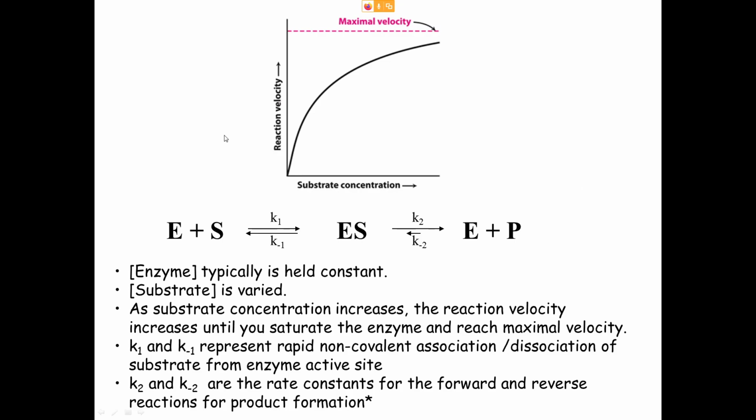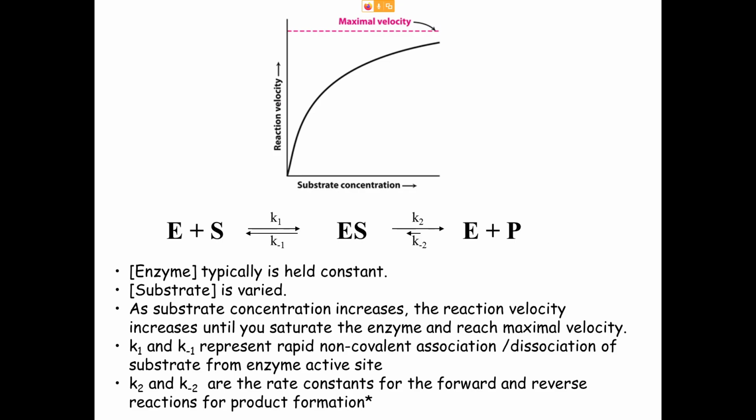Could I make Vmax larger? Not by adding more substrate. But I could make it go faster simply by adding more enzyme. So Vmax is proportional to the amount of enzyme I have. Right? We already said that a couple slides ago. It could go faster if I add more enzyme. Here we're going to talk about a fixed amount of enzyme, and that's going to give me a certain Vmax.